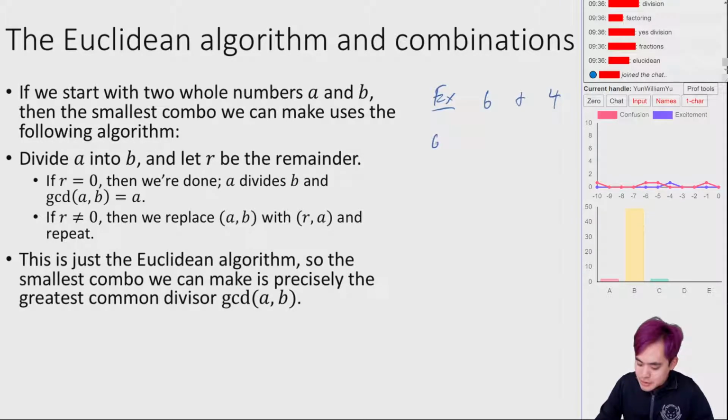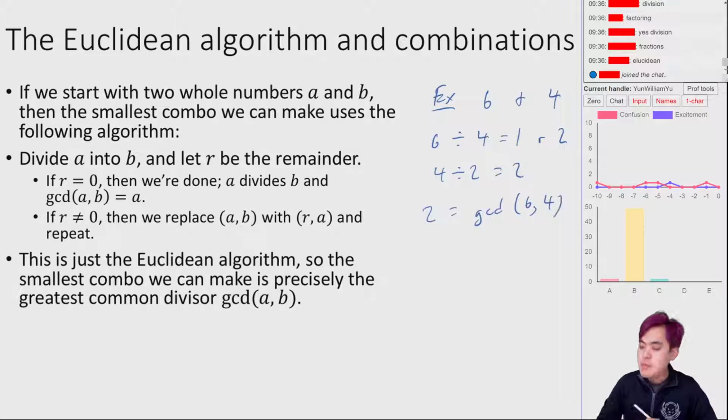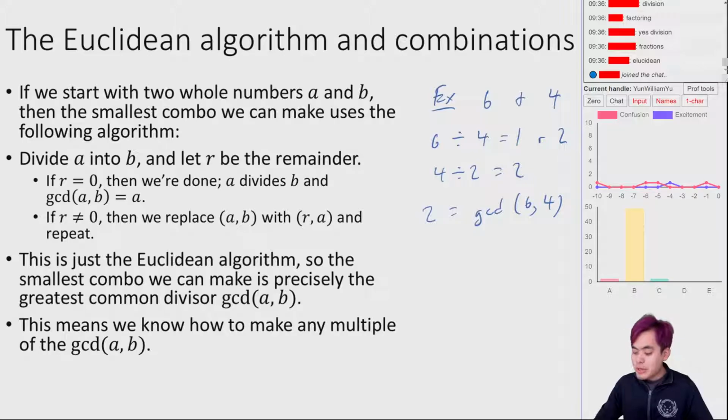In this case, this is a super easy example. 6 divided by 4 is equal to 1, remainder 2. And 4 divided by 2 is equal to 2. So 2 is equal to the greatest common divisor of 6 and 4. And now that means that, of course, we know how to make any multiple of 2, the greatest common divisor.